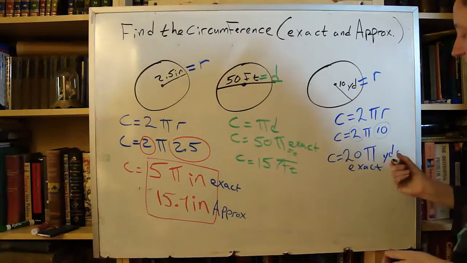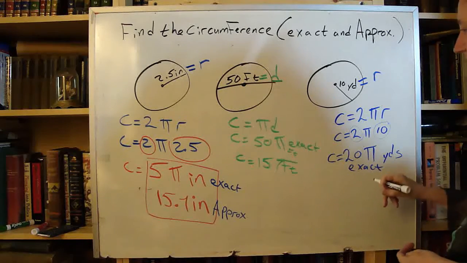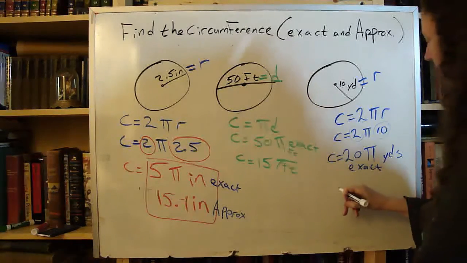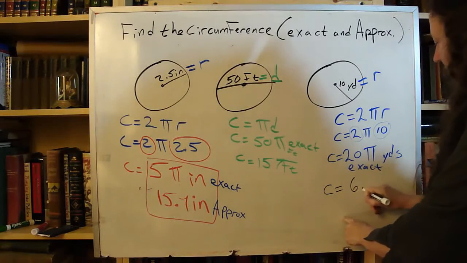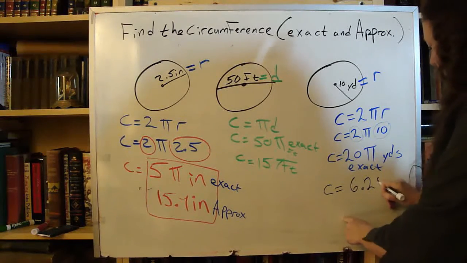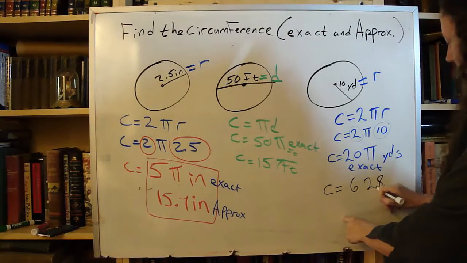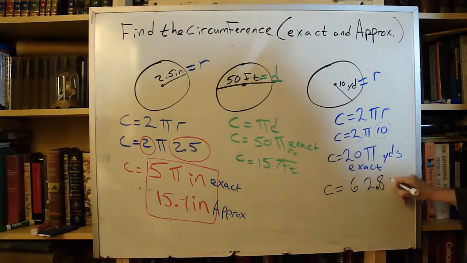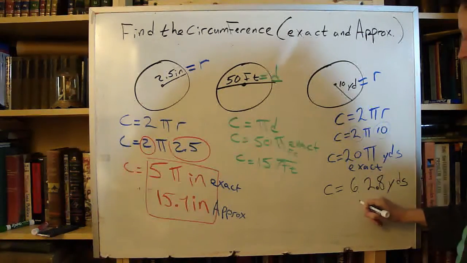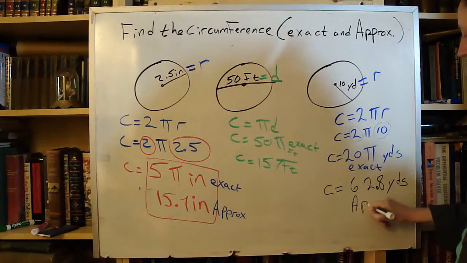Finding my approximate answer, take the 20 times pi, which is 62.8. Throw my units on the end, and that is my approximate answer.